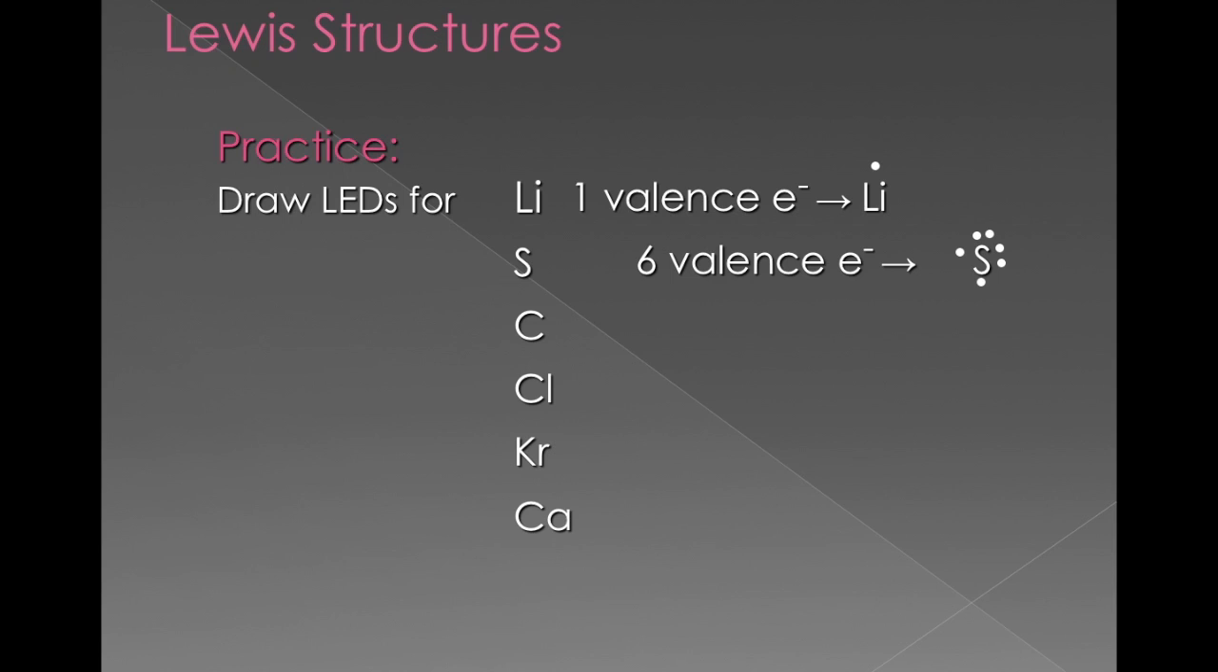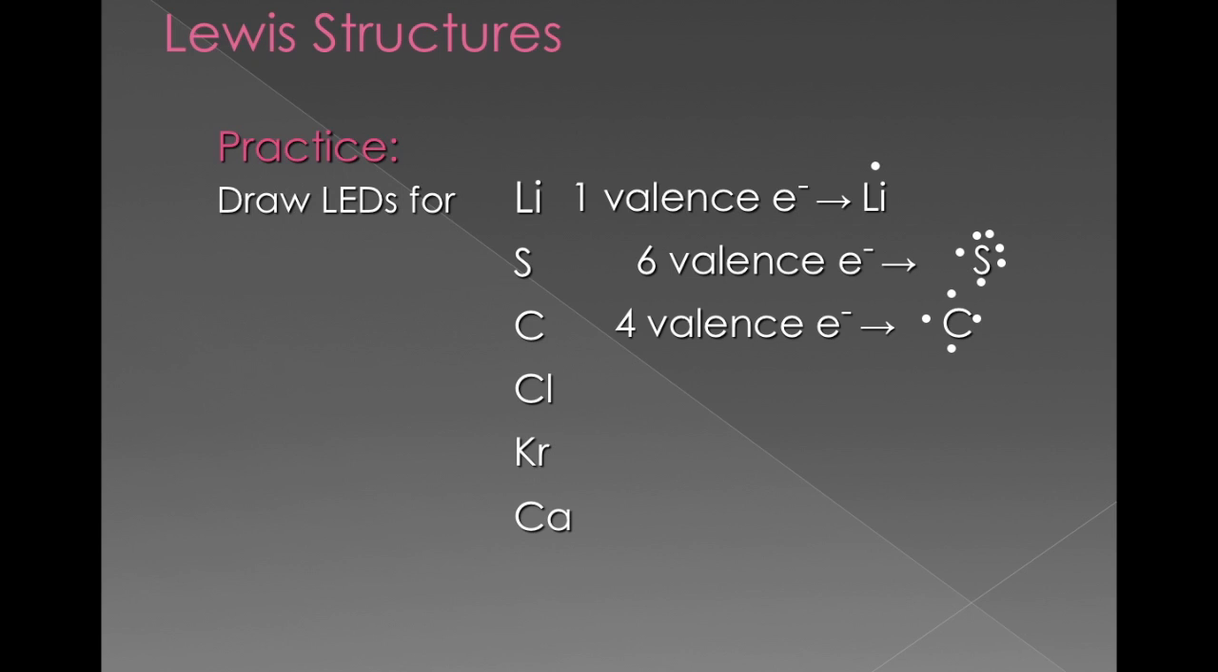Sulfur is right below oxygen in the periodic table and has 6 valence electrons. Notice the sulfur Lewis structure is identical to that for oxygen. It's got 2 lone electrons and 2 paired electrons. And these 2 lone electrons tend to want to react to form compounds, and they can each be involved in a chemical bond. So sulfur tends to form 2 chemical bonds.